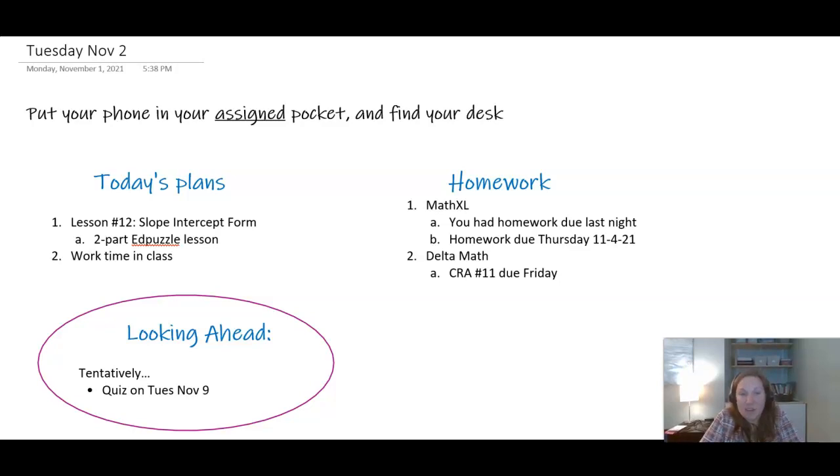Don't forget, we're looking at a quiz coming up a week from today over the stuff that we learned this week, and also including the slope lesson that we had last week. And as always, you had homework due last night. You will have another homework assignment after today's lesson that will be due on Thursday night at midnight. And you also have a Delta Math assignment due on Friday, just like every Friday. So let's jump into your notes.